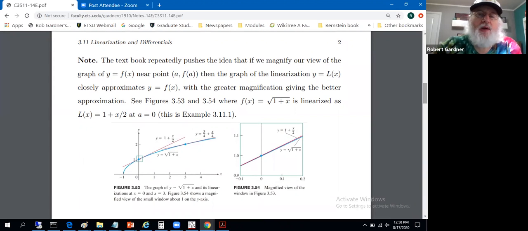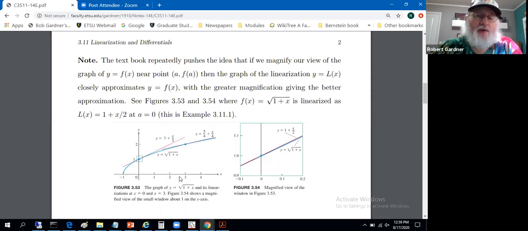The book, I'm laying this on the book, they seem to make a big deal out of the following. They repeatedly push the idea that if we magnify our view of the graph of y equals f of x near the point (a, f of a), then the graph of the linearization approximates the graph of the function. There's several figures in this section related to that. Here's a couple of them.